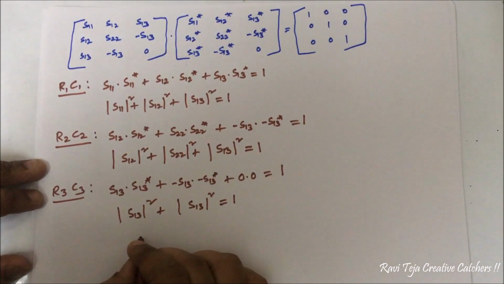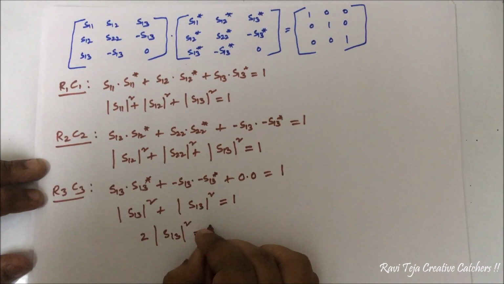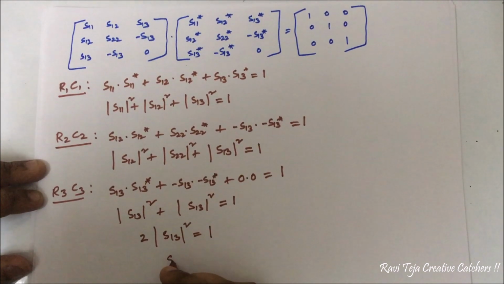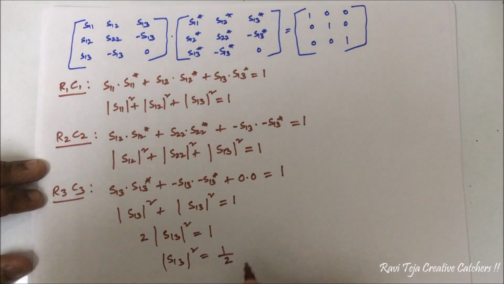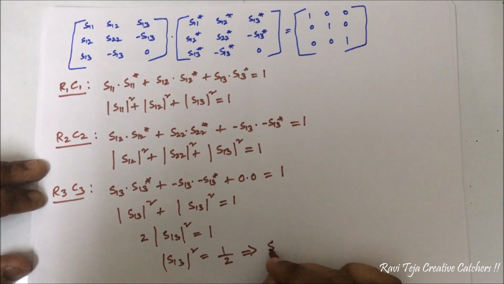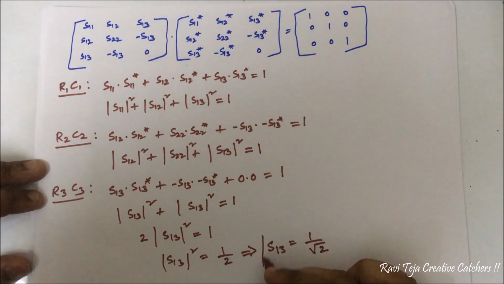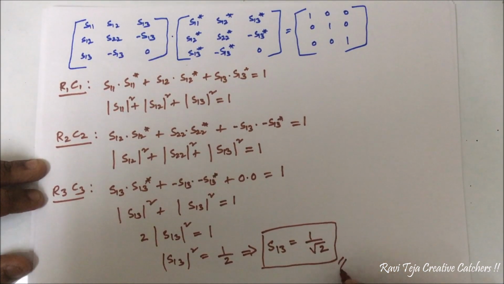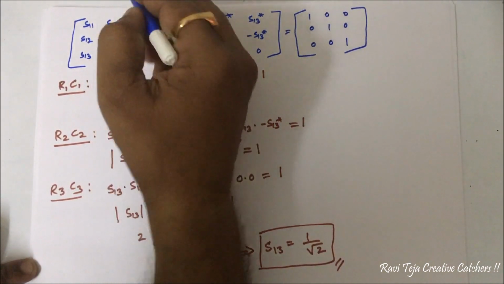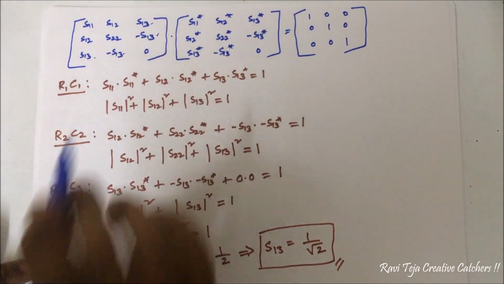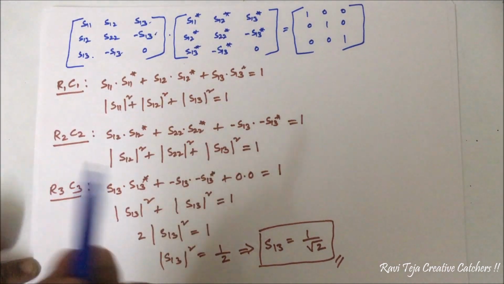So, 2 mod of S13 whole square is equal to 1. So mod of S13 whole square is equal to 1 by 2. If you take the square to the other side, S13 will become 1 by root 2. So this is the value of S13. Now, wherever S13 is there, we can substitute this value, and the remaining what we need to find out is S11, S12 and S22.